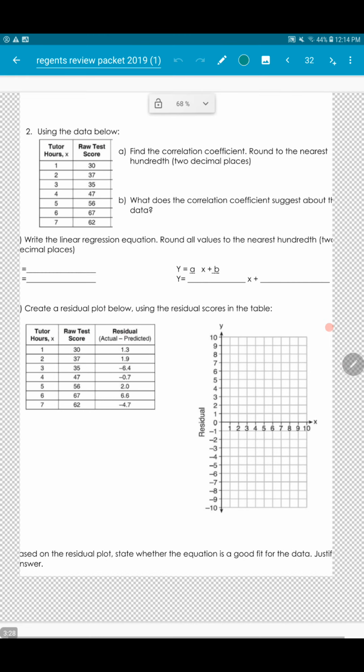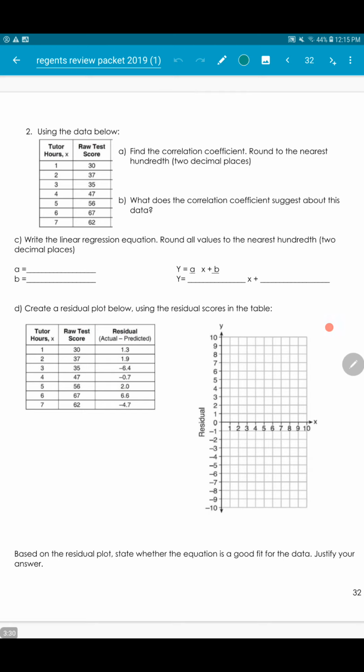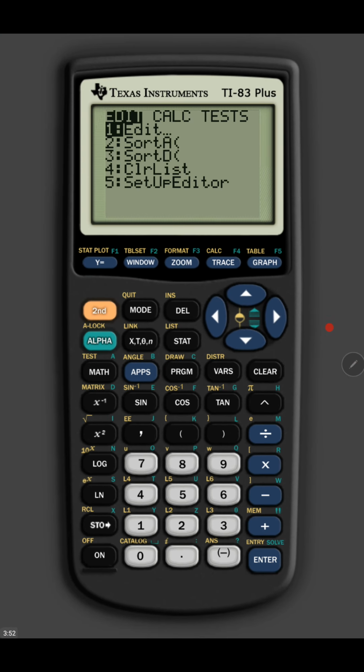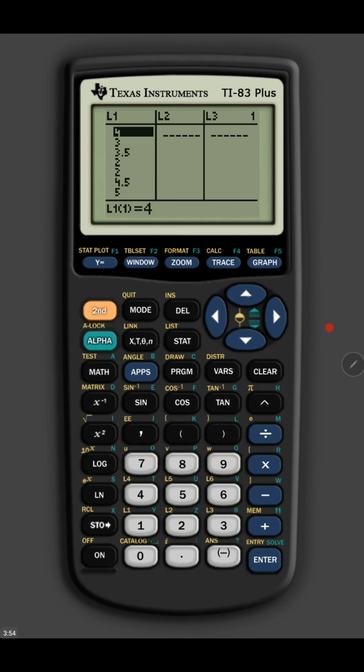Alright, so now I am given an X and a Y. So I am going to go back to my stat edit and type this in to L1 and L2. Alright, because now I have 2 variables. So I'm going to go ahead and do that. So we go to Stat, Edit. I'm going to clear this out. And I'm going to go ahead and type my data.